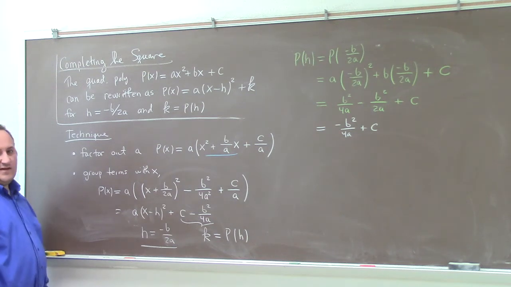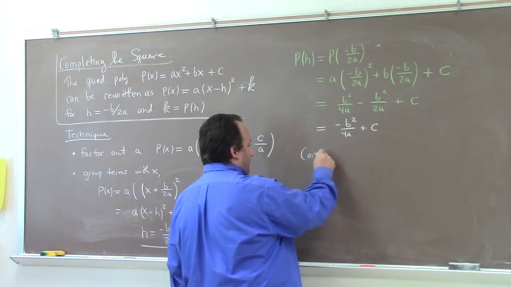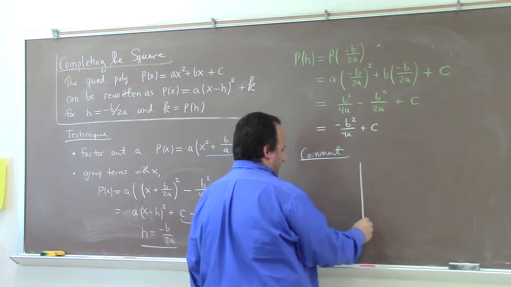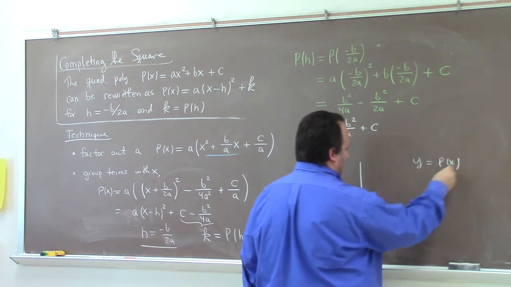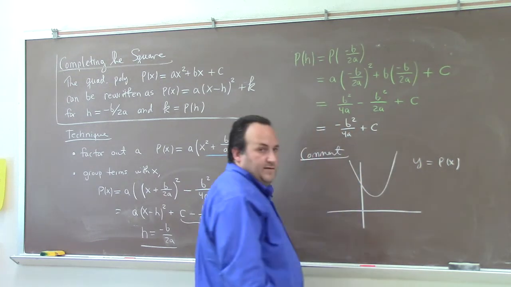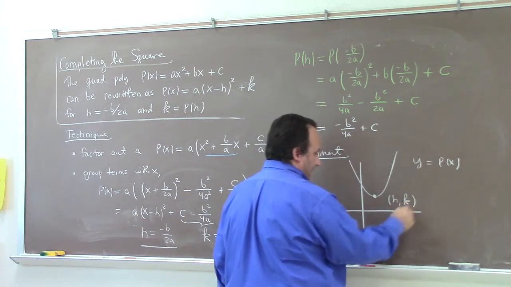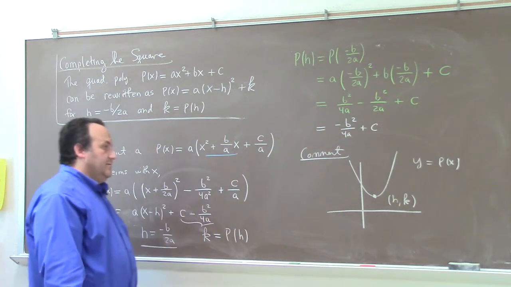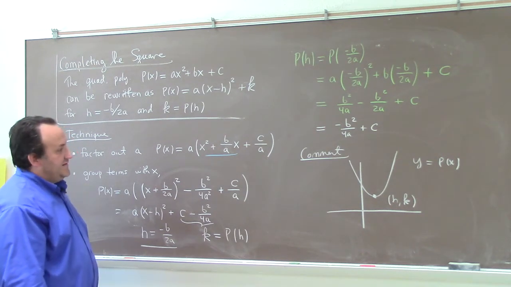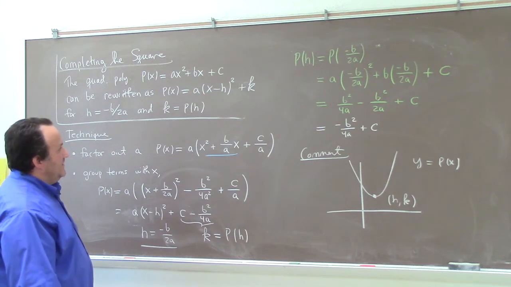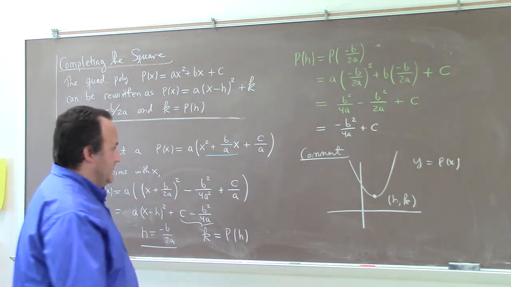What is the significance of h and k graphically? I don't think I have this in the notes, but if you put y equals p of x, then that's a parabola. The vertex of the parabola is at h comma k. That's the significance of h and k. It's the smallest or largest value y gets, which is k, and x equals h is the axis of symmetry. It divides one side from the other.